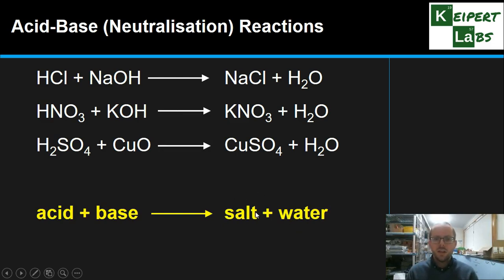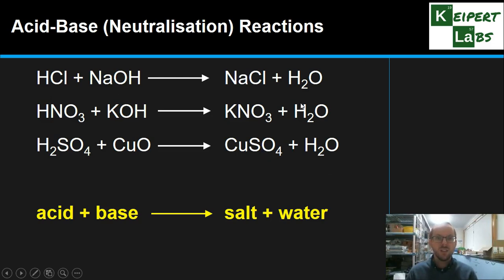Now, salt in chemistry terms, remember, doesn't refer just to sodium chloride, which is what we eat, but refers to an ionic compound like this. So you can see that we've got the sodium and the chlorine from here joining to make our product. Nitrate and potassium over here, sulfate and copper over here, and the remainders are forming the water.